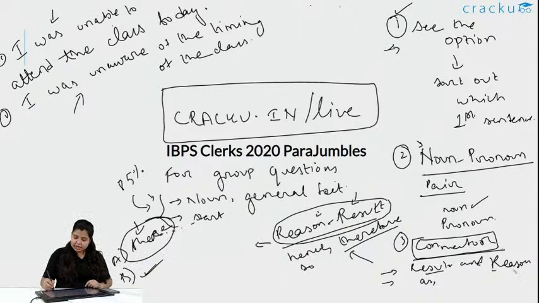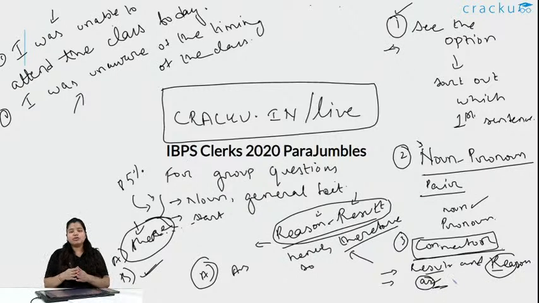Similarly, for the result and reason thing, what you need to do is, let us take as I was unable to attend the class today as I was unaware of the timing. So, I was unaware of the timing, so I have not attended the class. Here, if you have as in the sentence as a starting thing, that means you have the reason, now you need to find the result. So, you can find the pair of the sentence, and that is called correlation or linkage, and this is also going to help you in doing Parajumble.